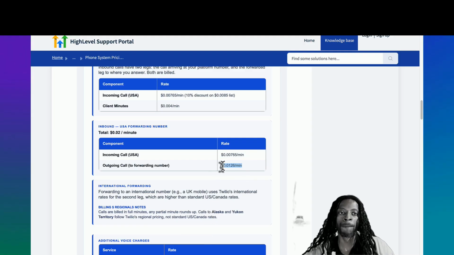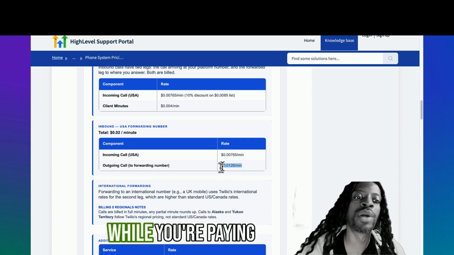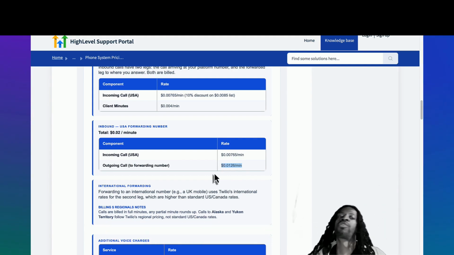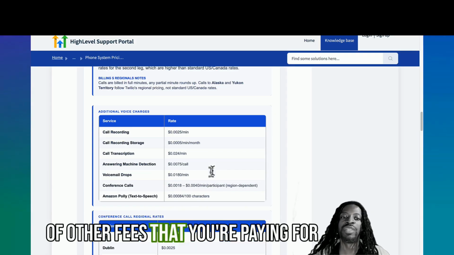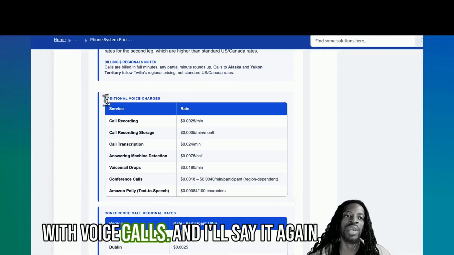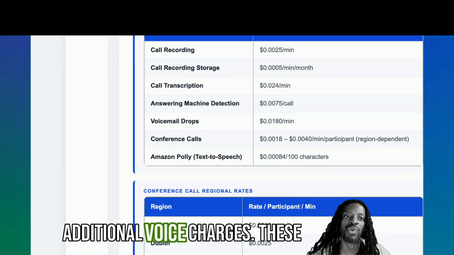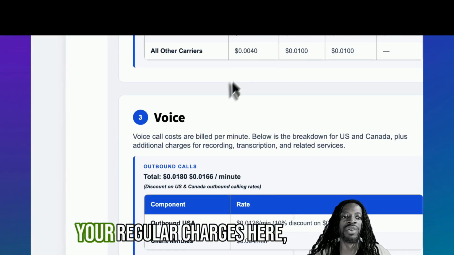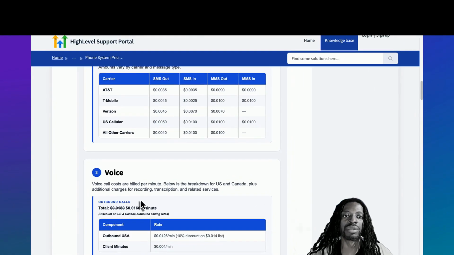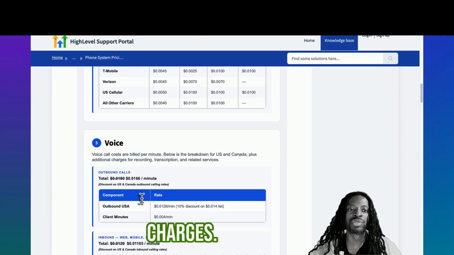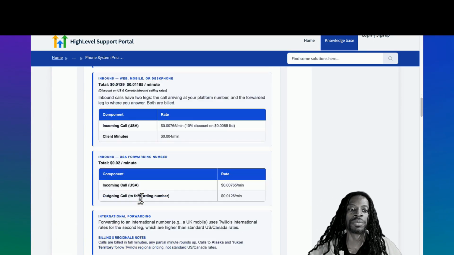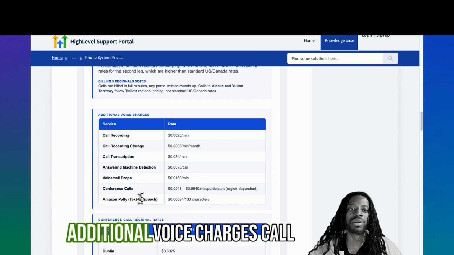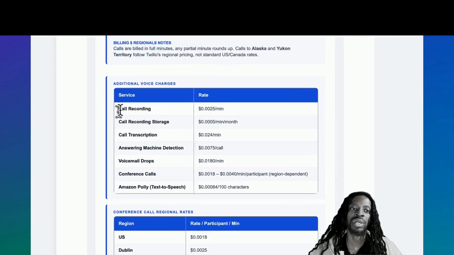Now don't forget, the whole time while you're paying for call conferences, there's a list of other fees that you're paying for with voice calls. And I'll say it again, additional voice charges. These additional charges are on top of your regular charges here, right? So they're on top of those charges. So now let's go back to our additional voice charges.